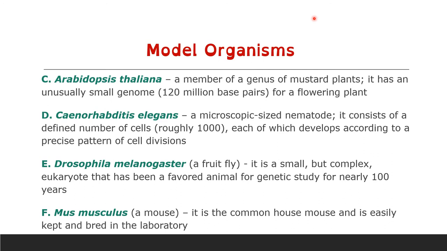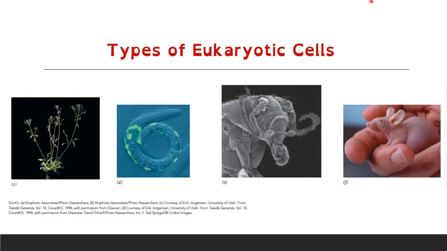And then you have the Mus musculus, or a mouse, the typical lab mouse. This is the common house mouse and is easily kept and bred in the laboratory. Thousands of different genetic strains have been developed, many of which are stored simply as frozen embryos due to lack of space to house the adult animals. So these are the images of the last four model types that are being used for the development of certain organisms.